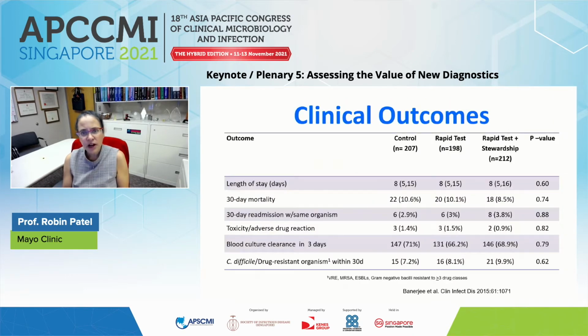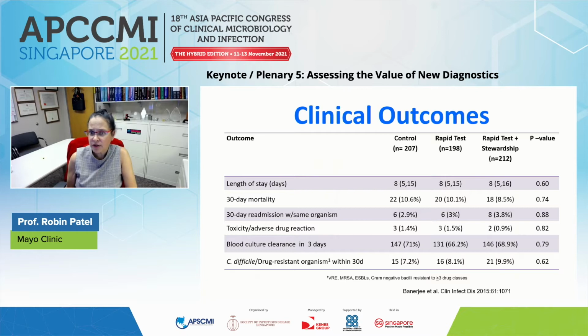So what did we find? Well, you might hope, I guess, that you would save lives, or you would get patients out of the hospital. But when we looked at clinical outcomes of length of stay, 30-day mortality, 30-day readmission with the same organism, toxicity, adverse drug reactions, blood culture clearance within 3 days, or acquisition of C. diff or drug-resistant organisms, we did not see any differences. And you might say, well, okay, there's no value of the test then in clinical practice, at least in routine use, as you used it in this study.